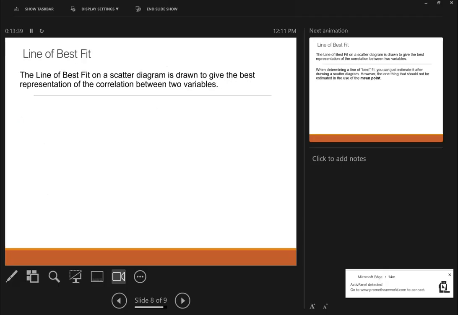Okay? The next thing we're going to talk about is a line of best fit. A line of best fit we can use to give a representation of the correlation between the 2 variables. So it's a way to boil the graph down into a single equation.